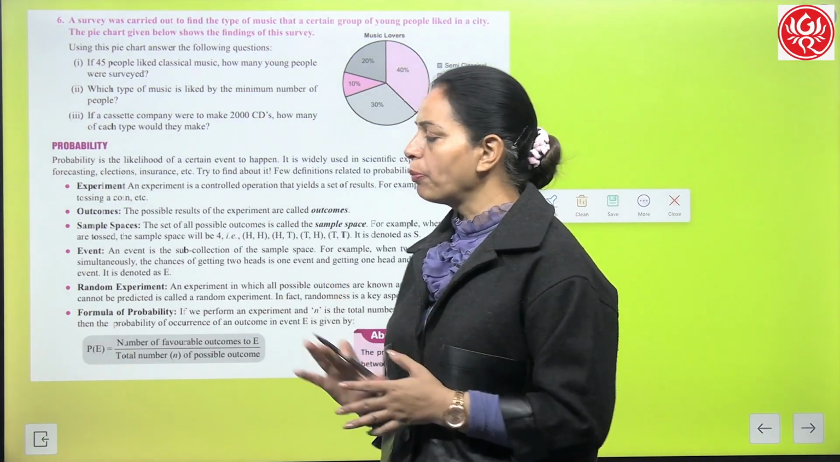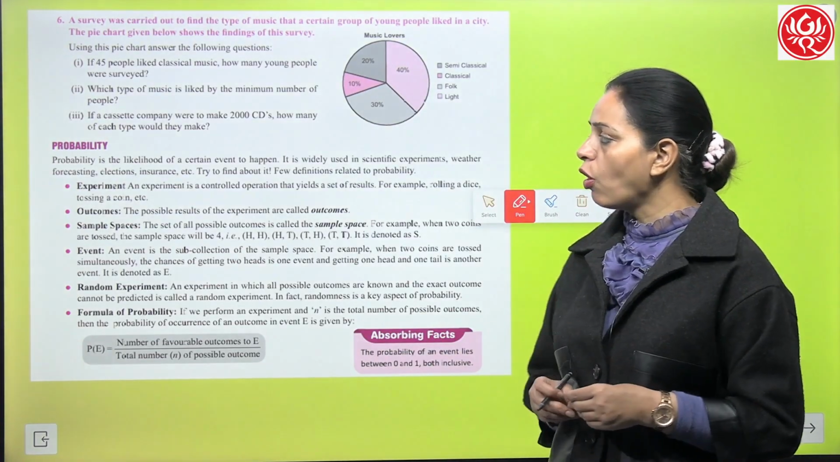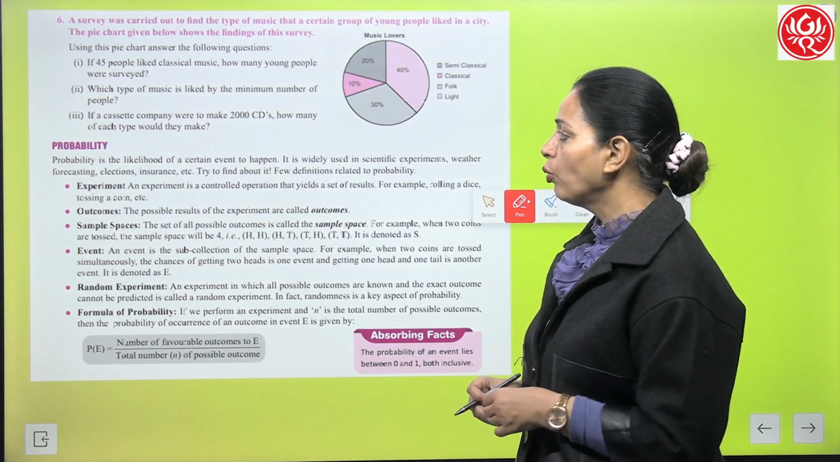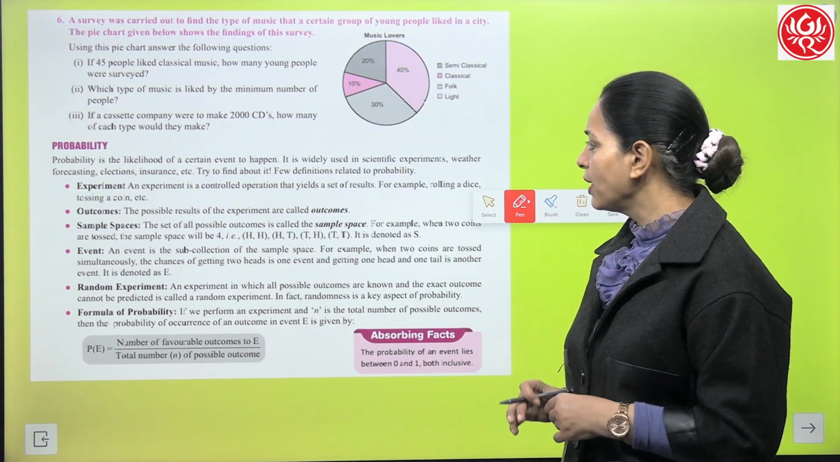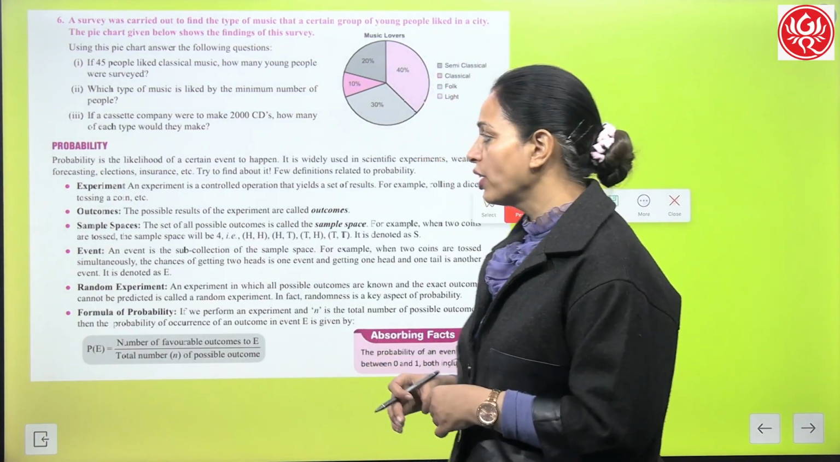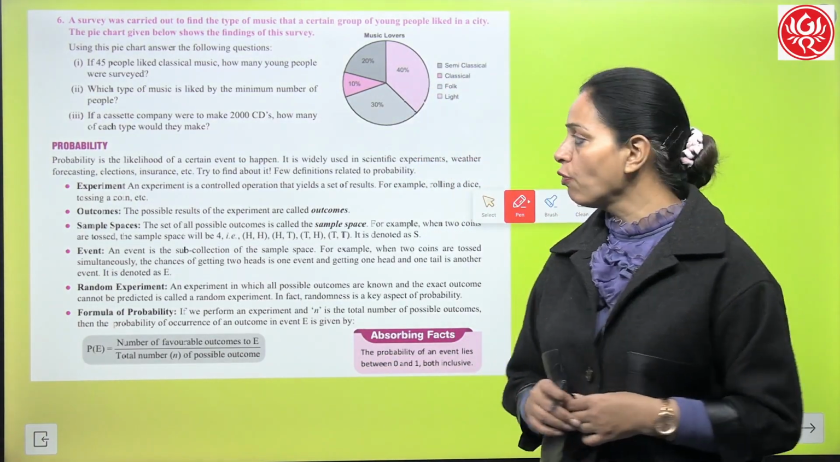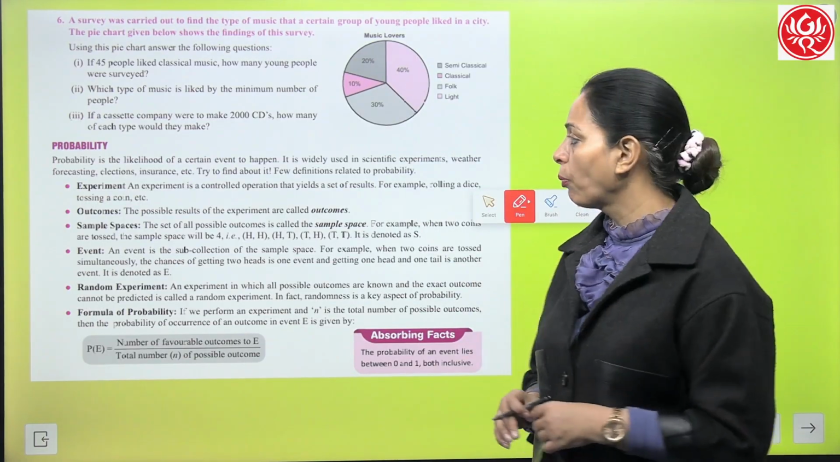Now the next topic is probability. Probability is the likelihood of a certain event to happen. So it is widely used in scientific experiments, weather forecasting, elections, insurance, etc. Let us try to find about it, few definitions related to probability.